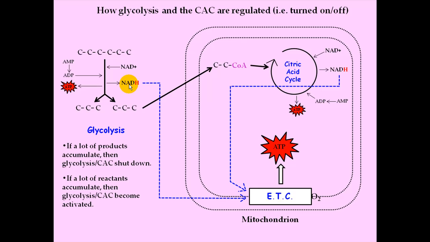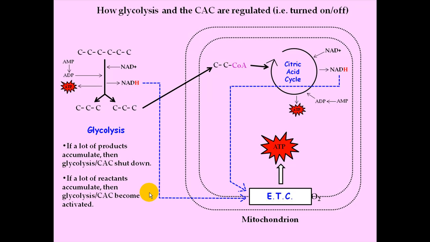Because whenever a cell uses NADH, it drops off its H and electron to the electron transport chain, leaving behind NAD+. So if there's a lot of NAD+ inside a cell, that's an indicator that a lot of NADH has been used up, and it's probably a good time to start making more NADH. That's what we mean by if a lot of reactants accumulate, it's a good time to turn on glycolysis and the citric acid cycle. Again, ADP and NAD+ are examples of reactants during this whole process.